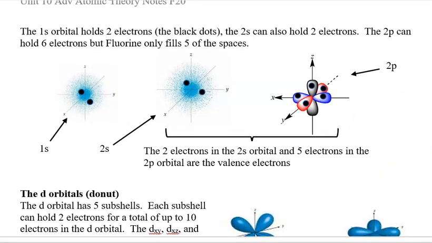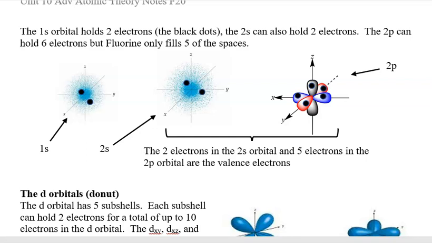All right, so the first orbital holds 2 electrons. Those are the black dots. Okay, there they are. They're not valence electrons. If you're dealing with a second row element, like anything from lithium to neon or fluorine or anything else, that first orbital is kind of irrelevant. It holds 2 electrons, but they don't do anything.